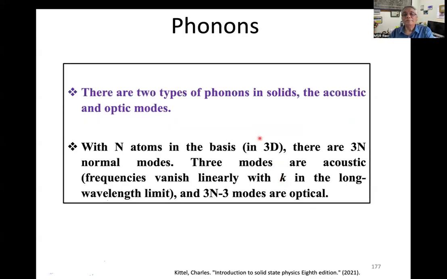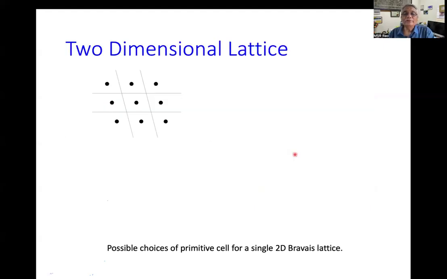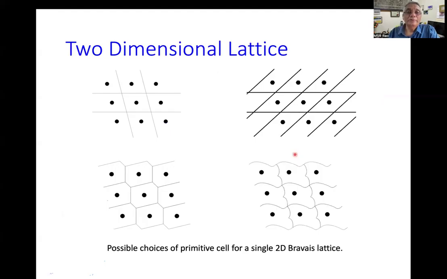There are two types of phonons in solids, the acoustic and optical phonon modes. With n number of atoms in the basis, in a three-dimensional lattice, there are 3n normal modes. 3 modes are acoustic, with frequencies vanishing linearly with k in the long wavelength limit, and 3n minus 3 modes are optical. So just to give you a quick idea, two-dimensional lattices can be represented in all these forms.